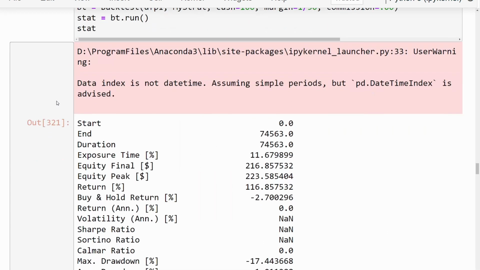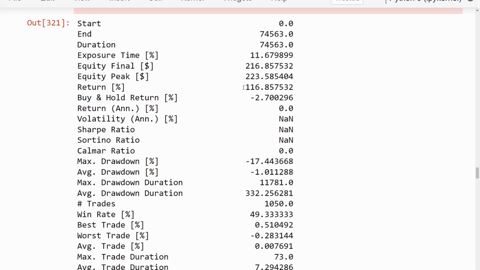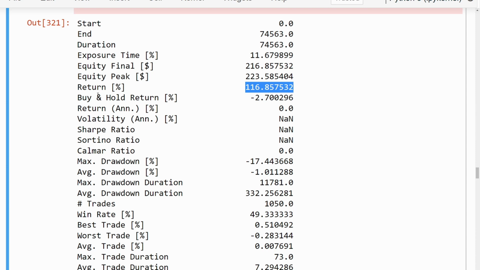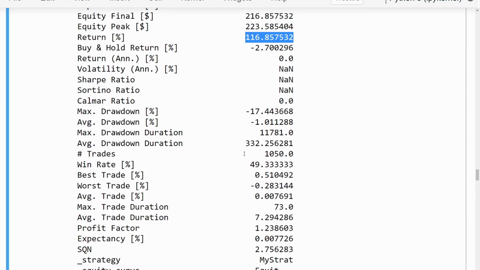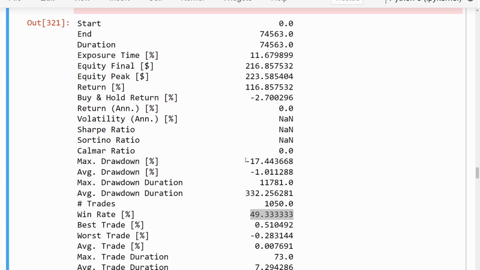And these are our results. We have 116% in return, so this one looks more profitable. We have a winning rate of 49%, so it's not much improvement. Actually, it decreased from the previous case. And the maximum drawdown is minus 17%, so this is much better than the minus 60% that we got previously.